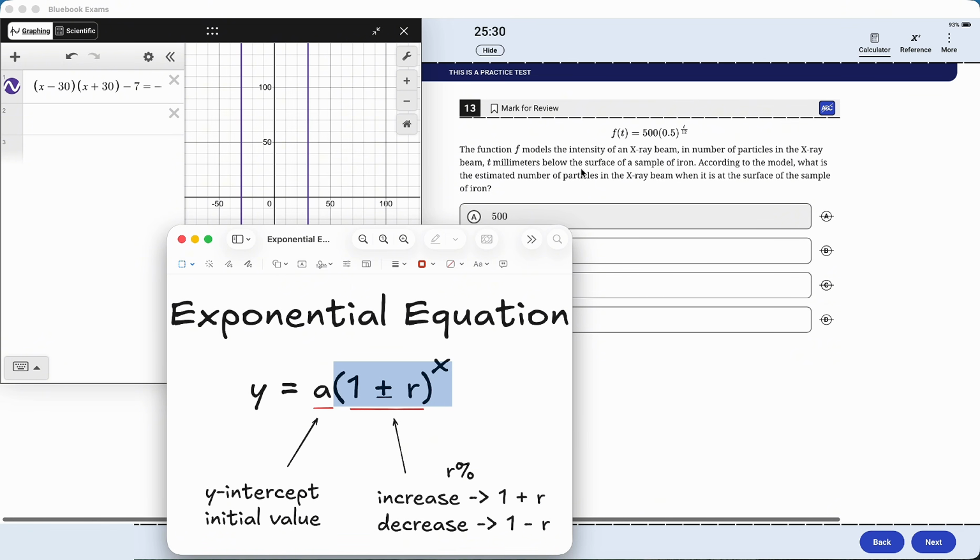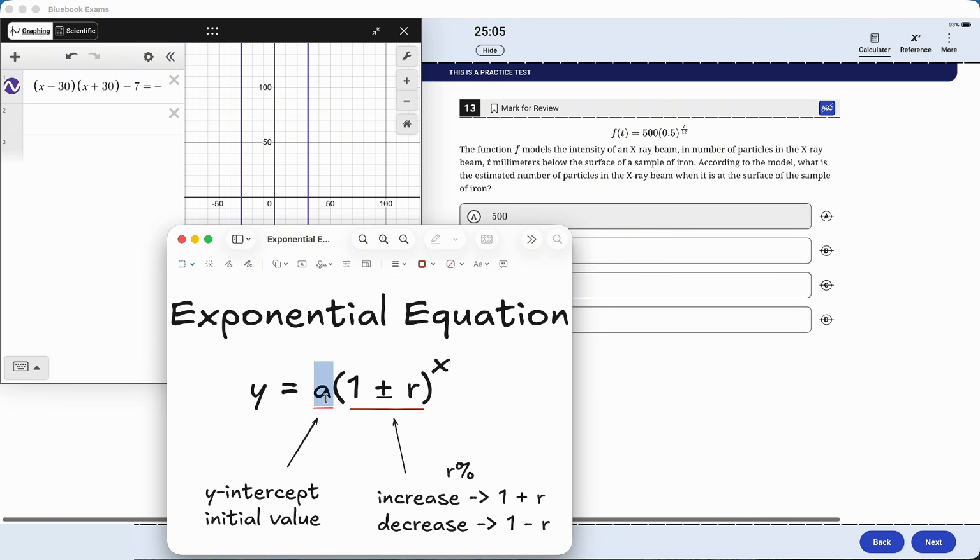This question, though, if we read it, says the function f models the intensity of an X-ray beam in the number of particles in the X-ray beam, T millimeters below the surface of the sample of iron. According to the model, what is the estimated number of particles in the X-ray beam when it is at the surface, right? So kind of at the surface is implying like the initial value, right? Because T represents how far we go below the surface.